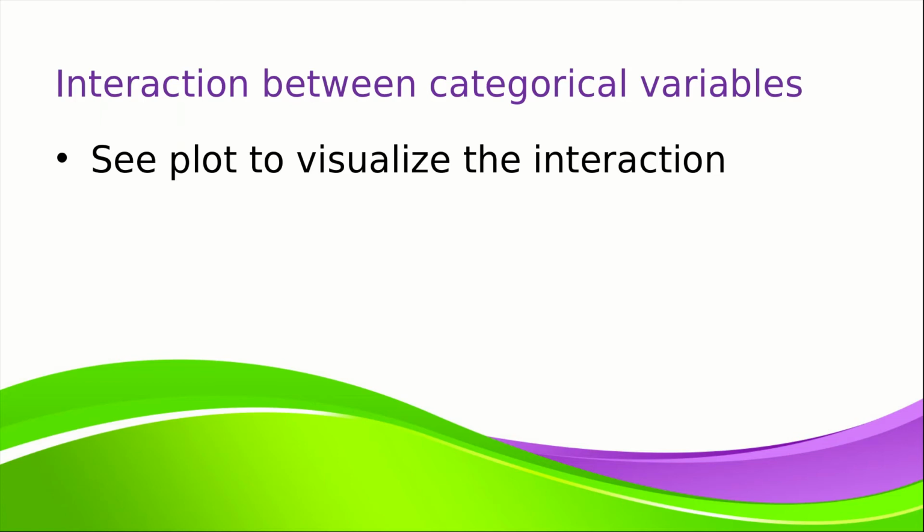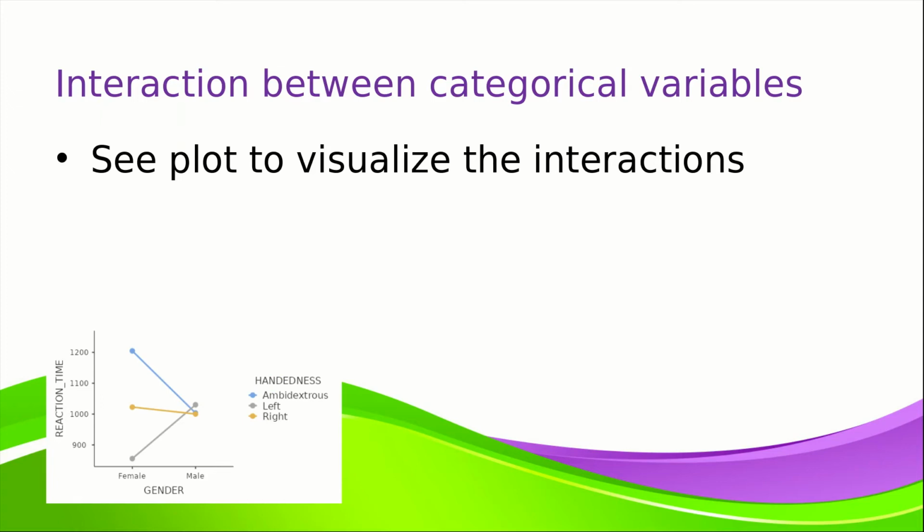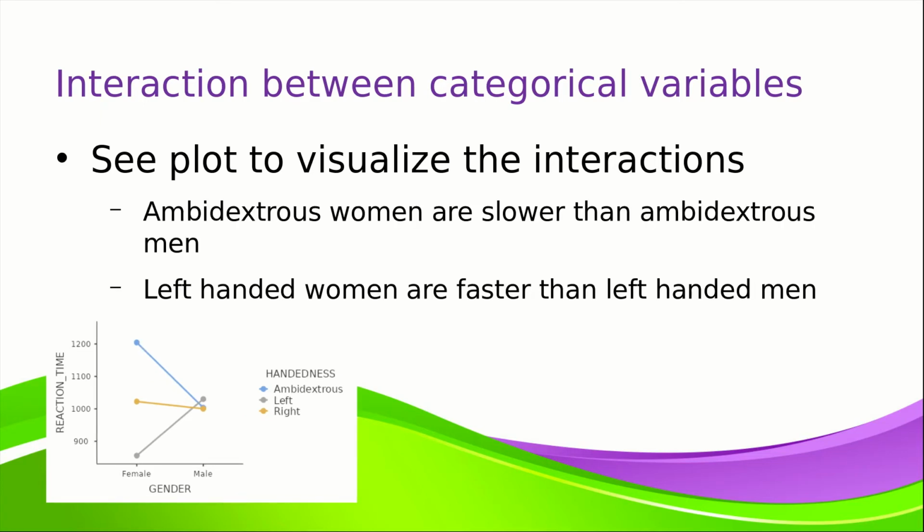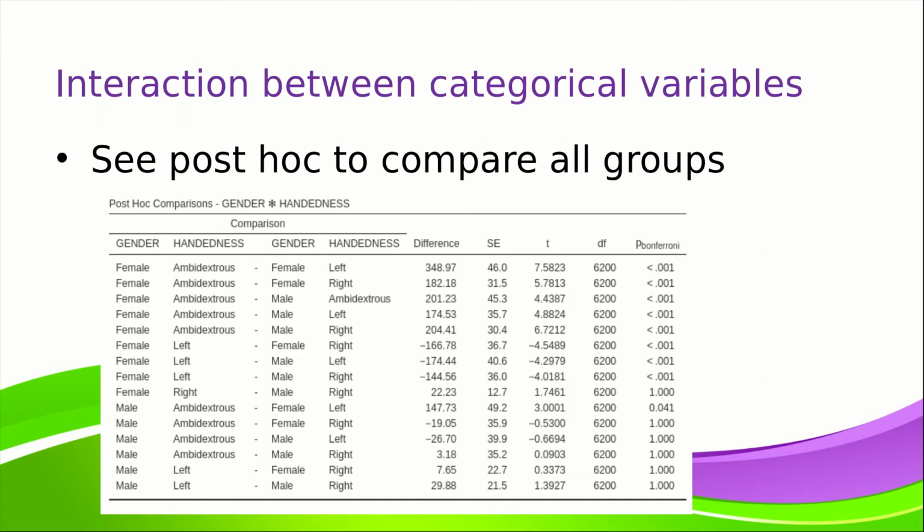Let's look at the interaction between two categorical variables. One of the best ways to do this is to plot them in order to visualize it. In this plot, the interaction between handedness and gender and how it influences reaction time is demonstrated. And what you can see is that ambidextrous women are slower than ambidextrous men. Left-handed women are faster than left-handed men. And a post-hoc can be run to compare all of the different groups statistically.